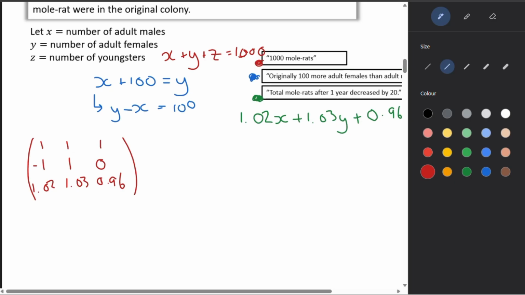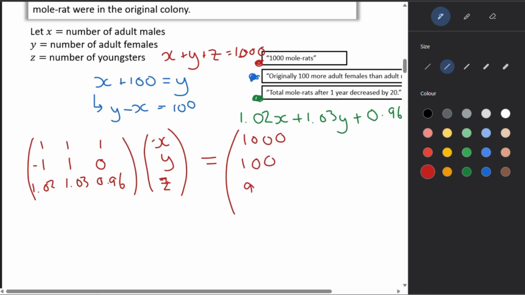So that is my equations, I need to write the x, y, z there. I've tried to create that z, it really didn't work. So they would be our equations written as matrices if I actually write what they equal. The first one equaled 1,000. The second one equaled 100. And the third one equaled 980. I have no idea why I made that bracket so huge, but I did. So there's our equations written as matrices.